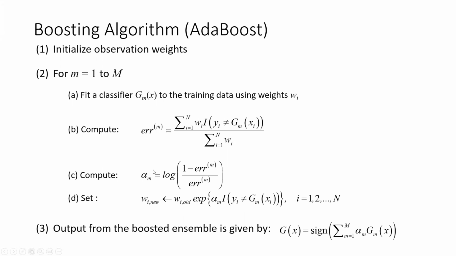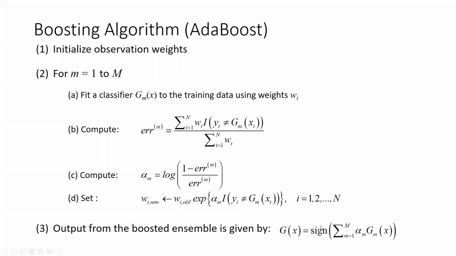Then I'm going to calculate a model-specific weight, alpha_m, by taking the log of (1 minus the error) divided by the error. And then I'm going to update my observation weights. So essentially what we're trying to do is, at each iteration, give more weight to those observations which were poorly predicted in the prior model. The idea being, imagine if we had a heterogeneous population and some subset was particularly hard to predict, you would keep upweighting them until you found a classifier that could predict those observations very well.